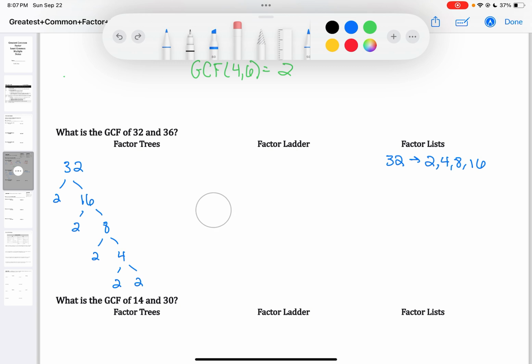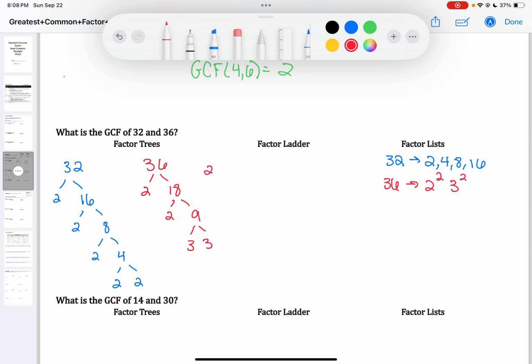All right, now I'm going to go ahead and do the same thing, but with 36. So 36 can be split into 2 and 18. 18 can be split into 2 and 9. And then 9 can be split into 3 and 3. So I could say that 36, the prime factorization is 2 squared and 3 squared. But now we're going to multiply these numbers together to get our possible GCFs.